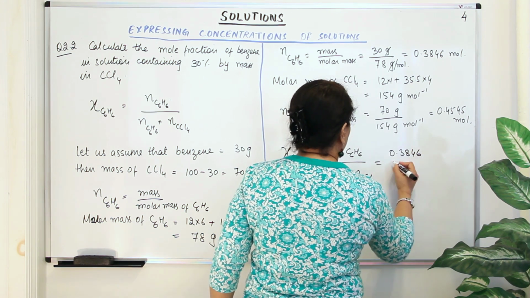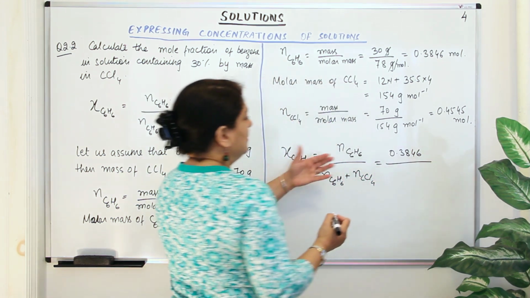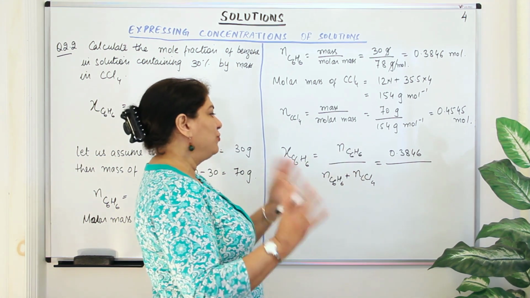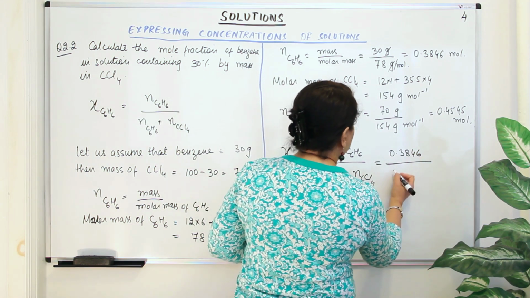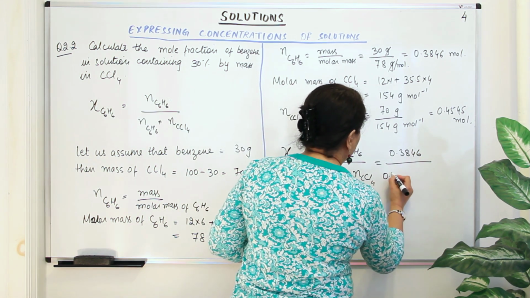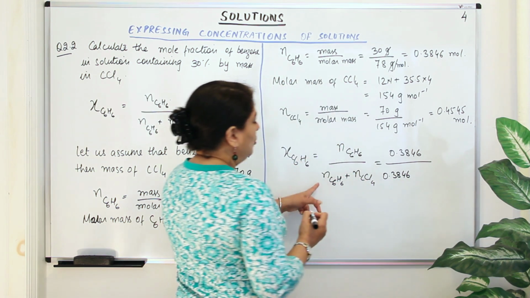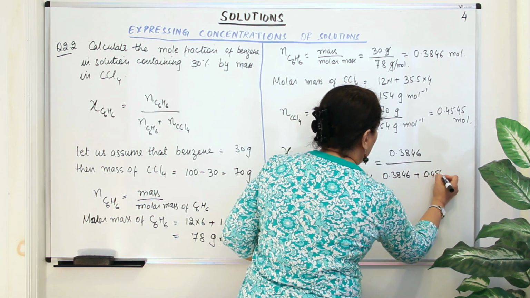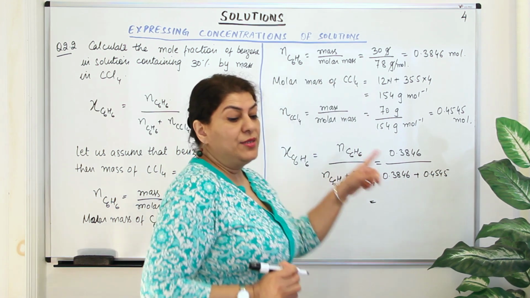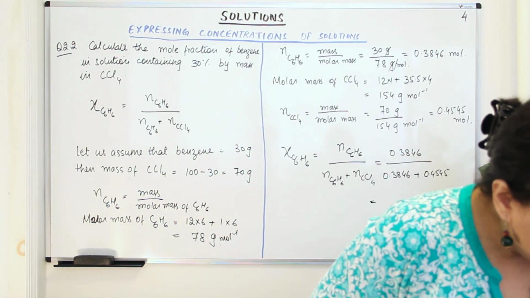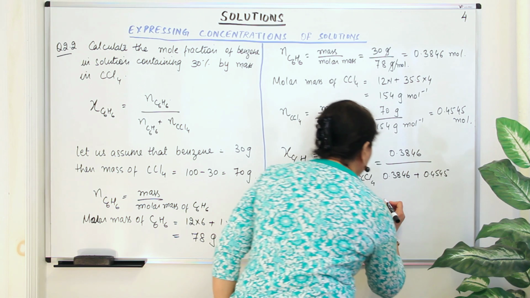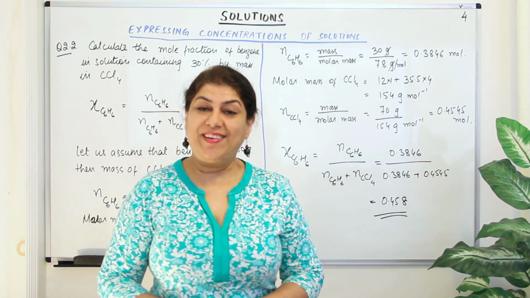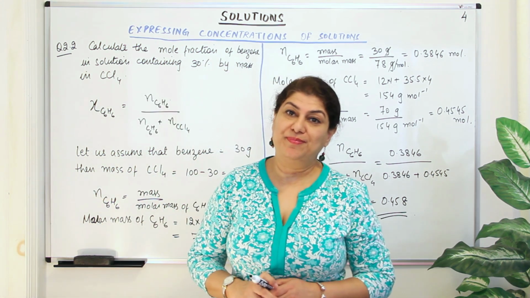0.3846 mole upon... since all units are number of moles, the units would get cancelled and the fraction would only be a number. So you get 0.3846 upon 0.3846, that is the number of moles of benzene, plus the number of moles of CCl4, which is 0.4545. And when you solve this, the answer you get is 0.458. 0.458 is the mole fraction that you're looking for, right? So now give me a moment, I'll write the next problem.